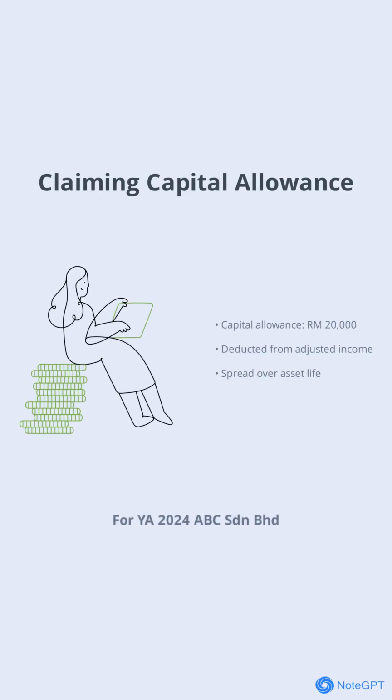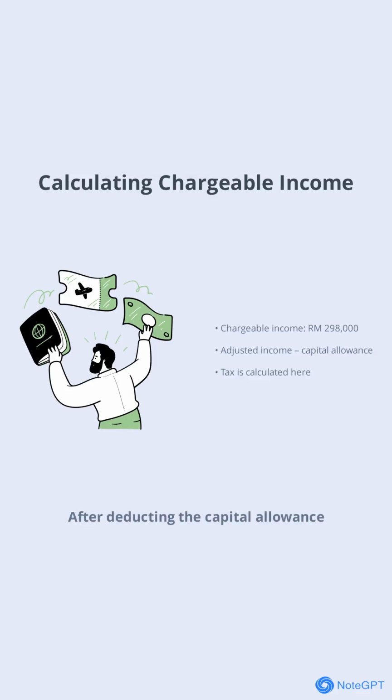In YA 2024, ABC SDN BHD claims a capital allowance of RM 20,000 on the machinery purchased. Capital allowance is a tax deduction spread over the asset's useful life, reducing taxable income each year. This year, the company can deduct RM 20,000 from its adjusted income. It's important to keep proper records of all capital assets and the allowances claimed to ensure compliance and maximize tax saving. After deducting the capital allowance, we arrive at the chargeable income.